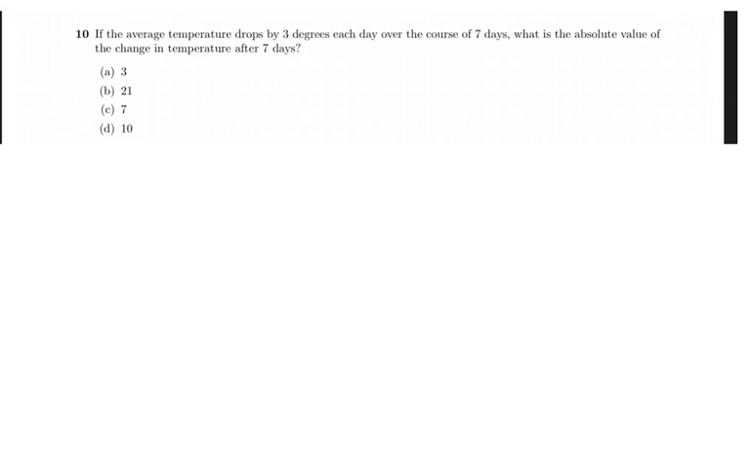Alright, let's try this one. If the average temperature drops 3 degrees each day over the course of 7 days, what is the absolute value in the change in temperature after 7 days? So first of all, they say that the temperature drops 3 degrees. If it's dropping 3 degrees, that means that it is a negative 3.